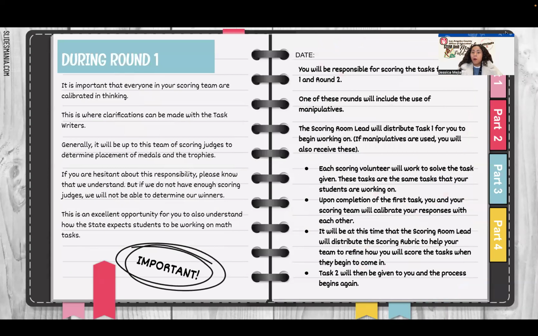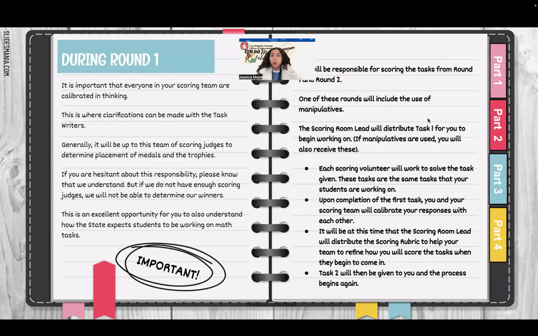All right. And so for part 3, we're going to focus on our work during the rounds. During round 1, it's probably where you will spend most of your time talking with your scoring team, your grade level scoring team. So you want to make sure that you are all calibrated in your work, and again, identify who the lead scoring judge is for that specific grade level. This is where you want to make sure you ask any clarifying questions to John or myself.